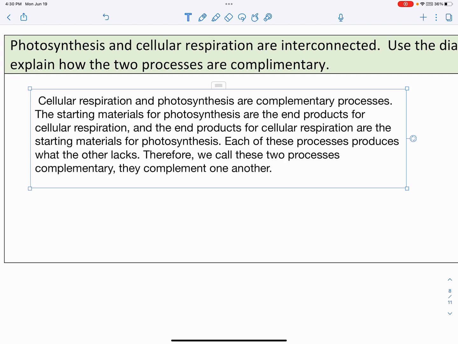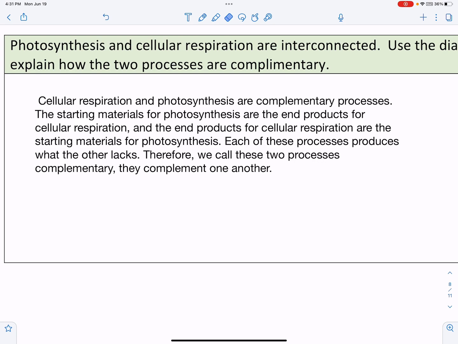Take some time to copy this down. You'll be asked to describe how the process of photosynthesis and cellular respiration are interconnected, or how the two processes are complementary.